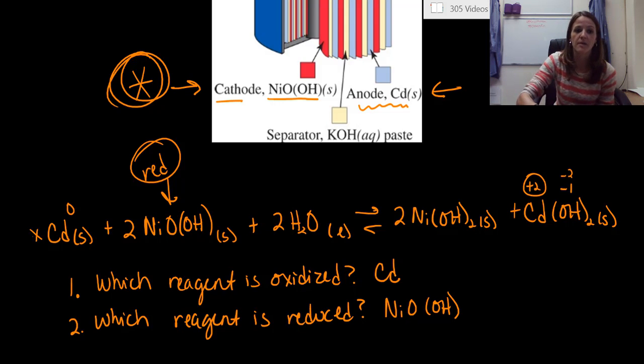Please, don't get tripped up. Electron transfer and electrochemistry can be incredibly difficult. I can't even explain how challenging and how deep you can get into this, but make sure you remember these basic facts, okay? Cathode, reduced, anode, oxidized.